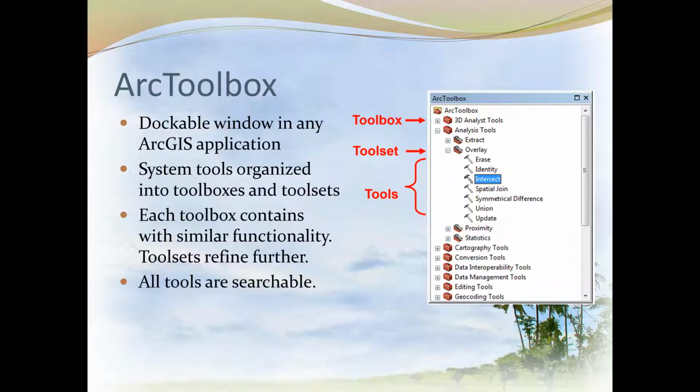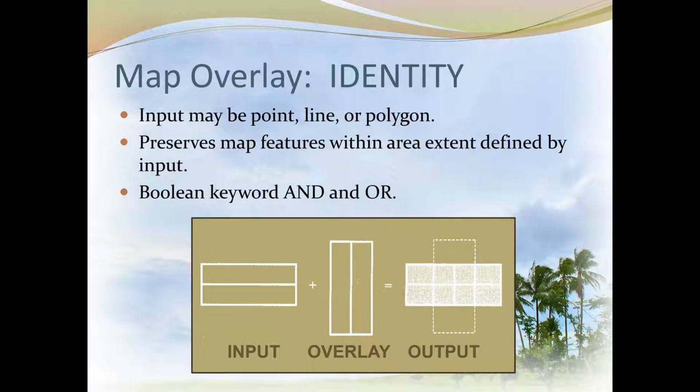So Arc Toolbox is a dockable window in any ArcGIS application. So this is the Arc Toolbox. Right now it's in the Arc Catalog. In ArcGIS Pro we have it there, and it was interesting that they called it the project pane, and then later they changed it back to the catalog pane.